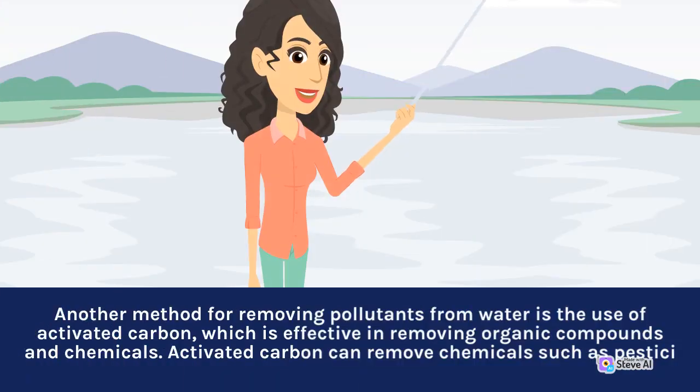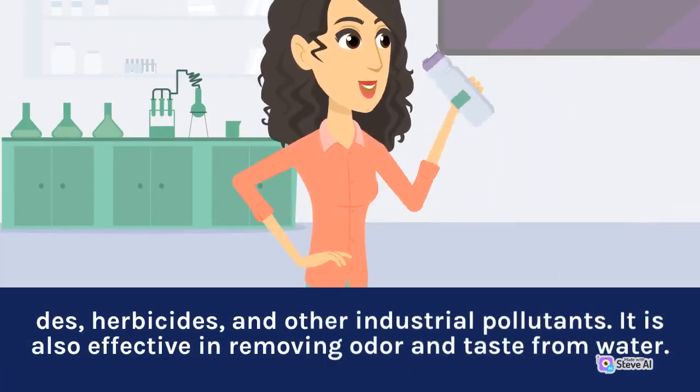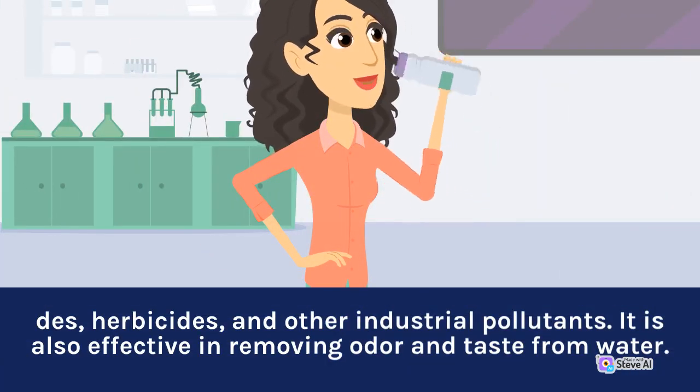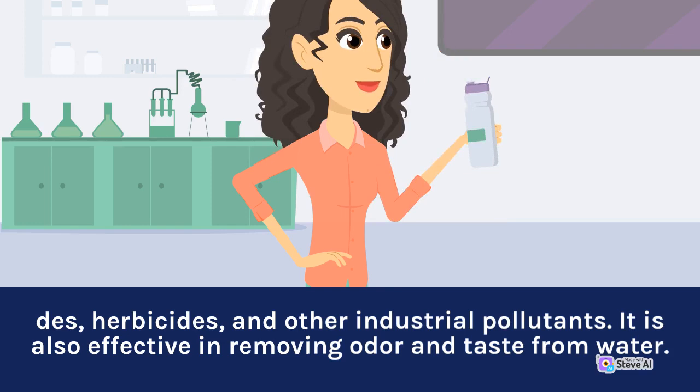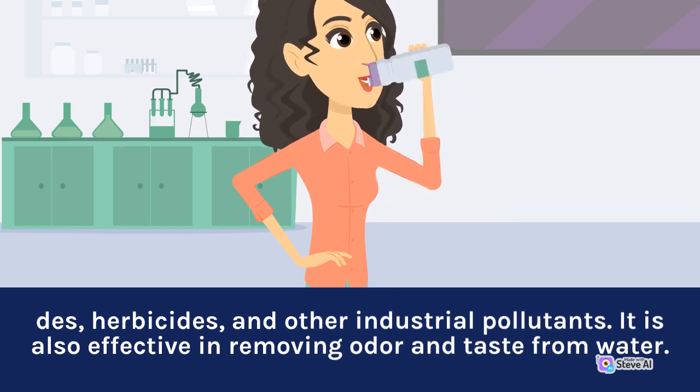Another method for removing pollutants from water is the use of activated carbon, which is effective in removing organic compounds and chemicals. Activated carbon can remove chemicals such as pesticides, herbicides, and other industrial pollutants. It is also effective in removing odor and taste from water.